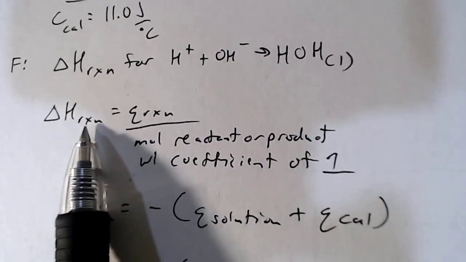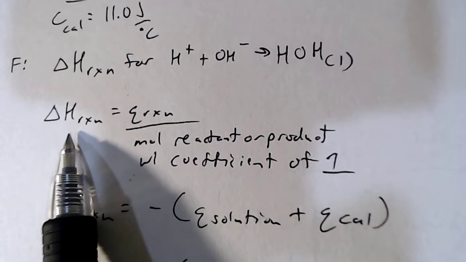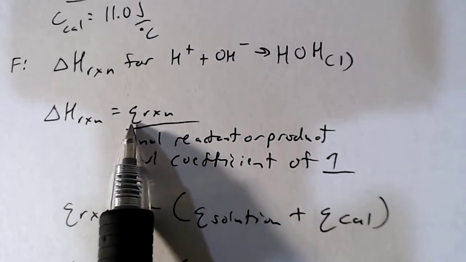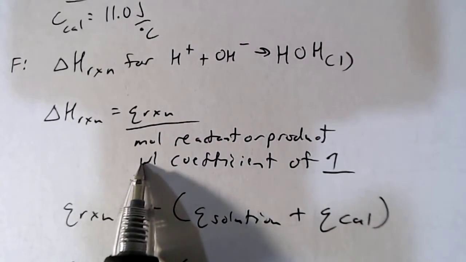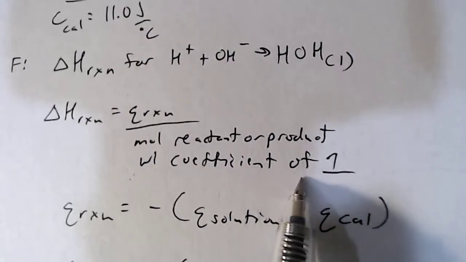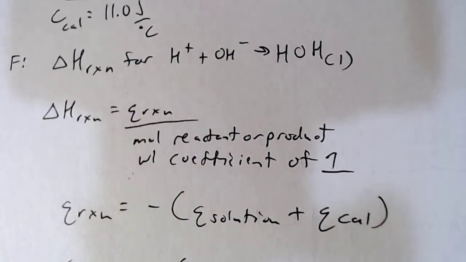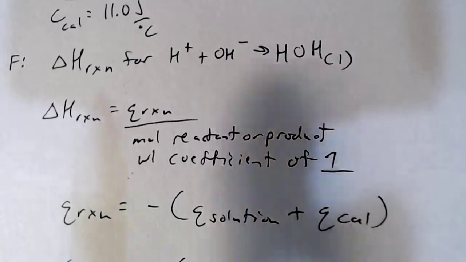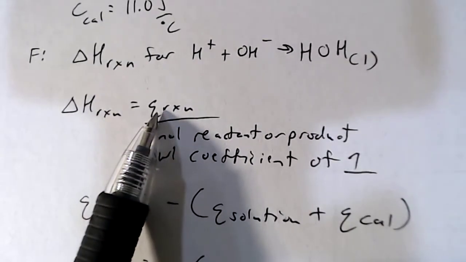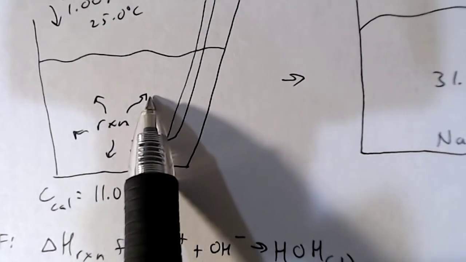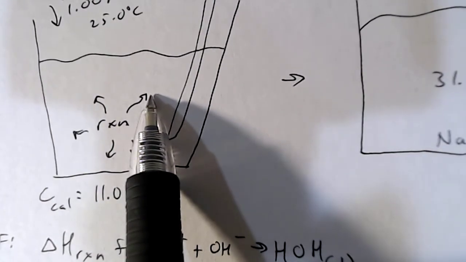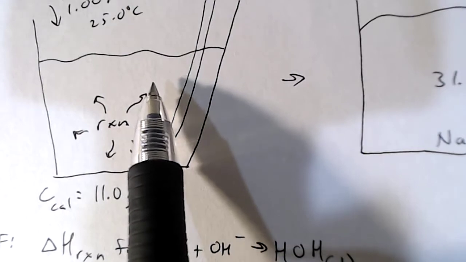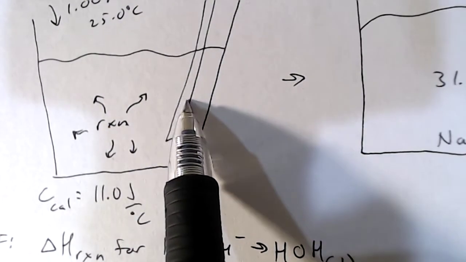Recall from the last page that the enthalpy change of a reaction is equal to the heat of the reaction divided by the moles of reactant or product, either one which has a coefficient of 1. You can solve for this by knowing the heat of the reaction. You want to know how much heat was released by the reaction. You can know that by knowing how much heat was absorbed by the water and absorbed by the calorimeter.